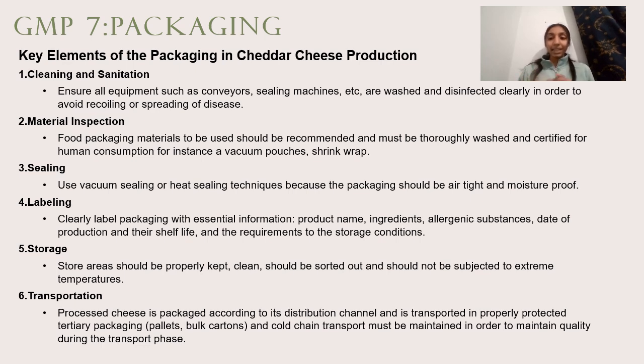The second one is the material inspection. So only approved food grade packaging material, like I have already said, like vacuum pouches or vacuum packaging or a wrap should be used as a packaging material. So these materials must be certified safe for human consumption as well.